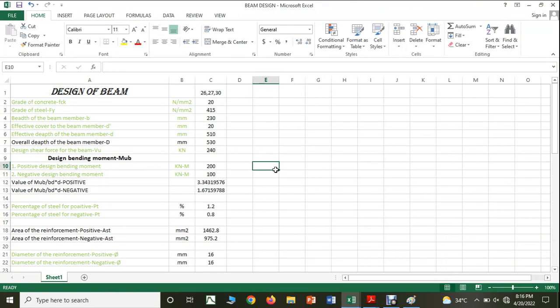Now when I go to the design bending moment, I told you that we have two types of bending moments here, the positive bending moment and the negative bending moment. Now they have asked you the positive bending moment.